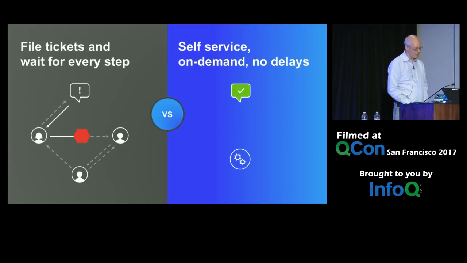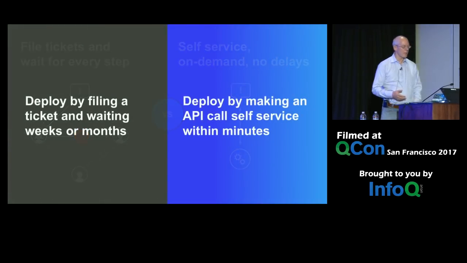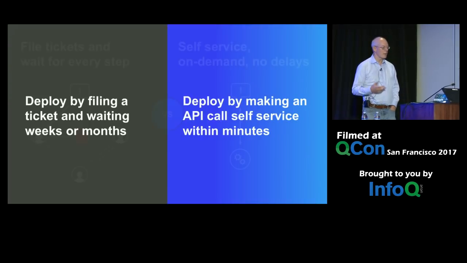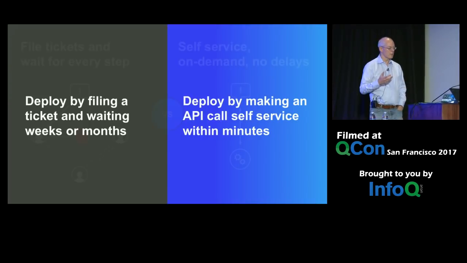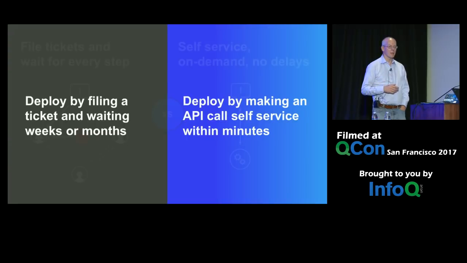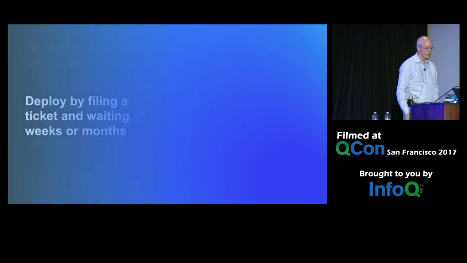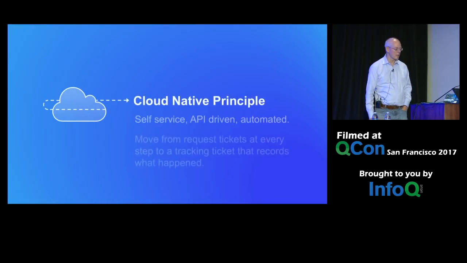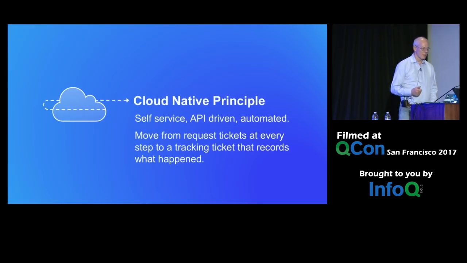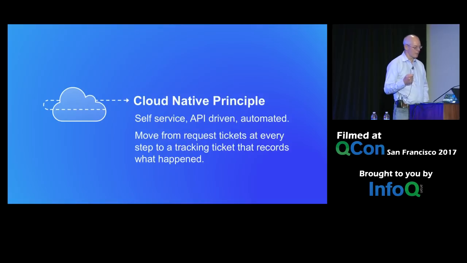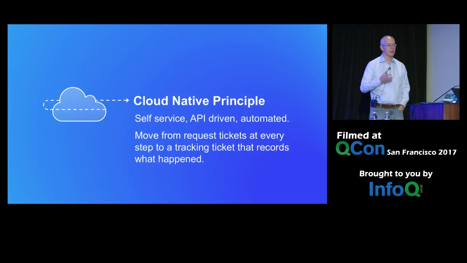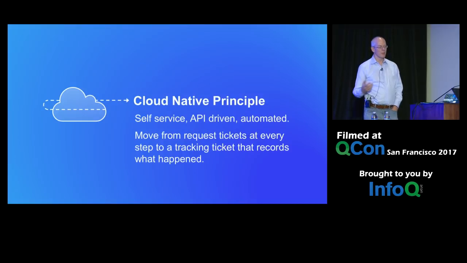So what we really wanted to have here is to deploy and do things without filing a ticket. And you don't want to do that. You want to make an API call, self-service, just get stuff. And that is the other kind of benefit of these cloud-native architectures, right? That they're demand-driven, self-service, automated. And instead of lots and lots of tickets, you want to move to having a tracking ticket that records that you did something, but you're not asking for permission. The ticket isn't asking other people to do things.